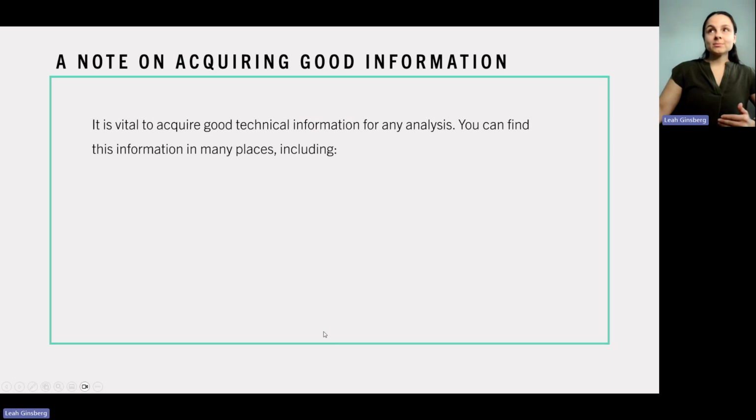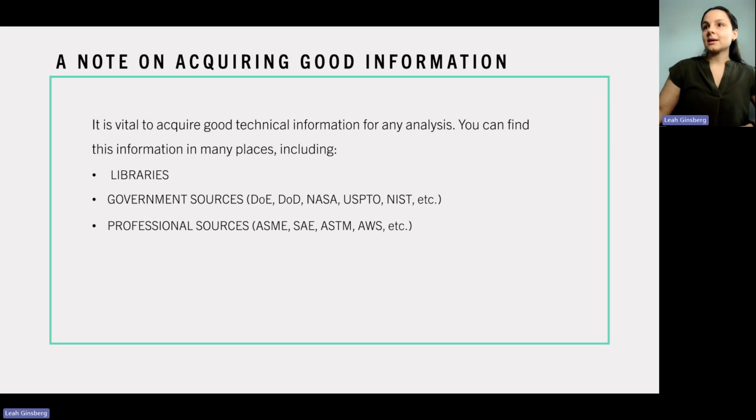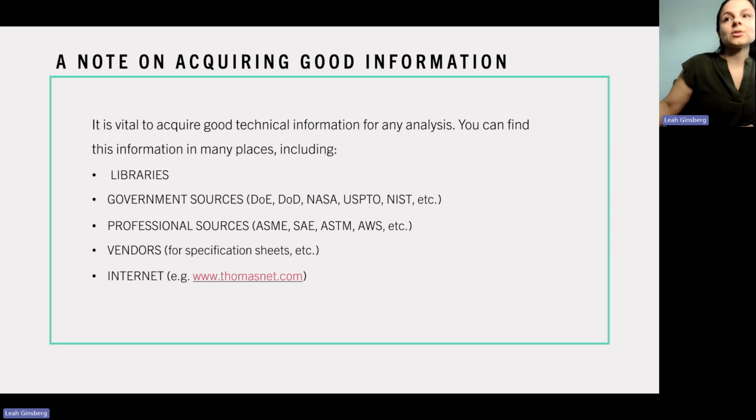All right, now, one part of using these tools carefully is acquiring good technical information. This can come from many places, including libraries, government sources, professional sources, vendors, the internet. As far as the internet goes, you can find a lot of different things on the internet. You have to make sure that you're using websites that have been verified and are mostly in common use in the industry. So thomasnet.com is one example of that.